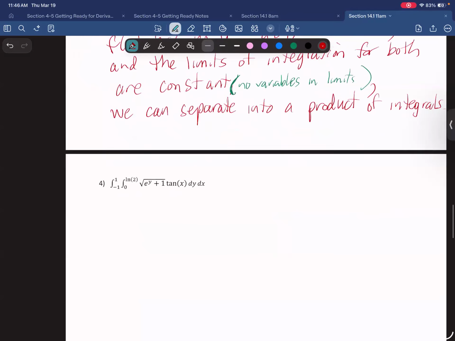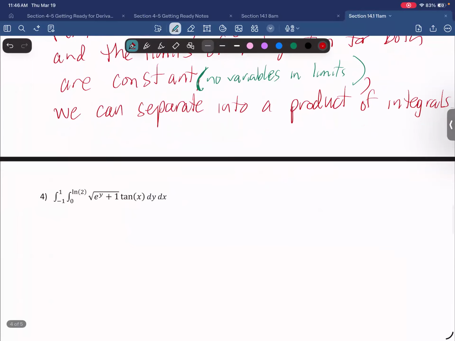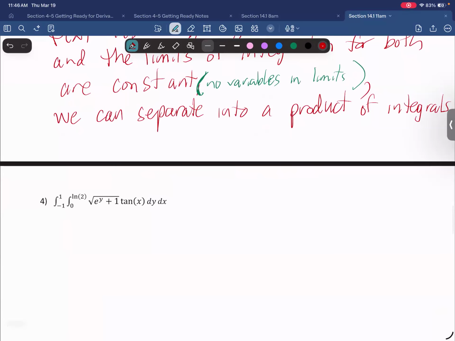Which happens to be the scenario for the next problem as well. So I can write this as -1 to 1 tangent x dx times 0 to natural log of 2 square root of e to the y plus 1 dy.